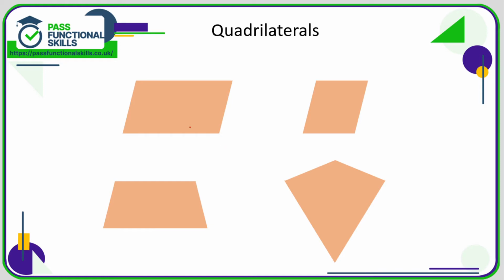Other quadrilaterals that you might see are parallelograms. Again, it's a 4-sided shape, so it's going to add up to 360 degrees. In fact, all of these add up to 360 degrees. We've got a parallelogram here. We've got a rhombus. This is a trapezium. And we have a kite.